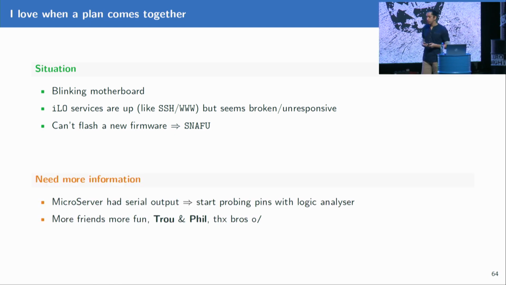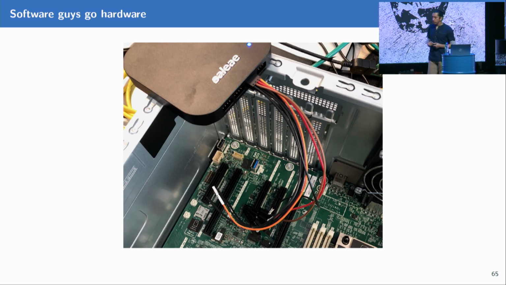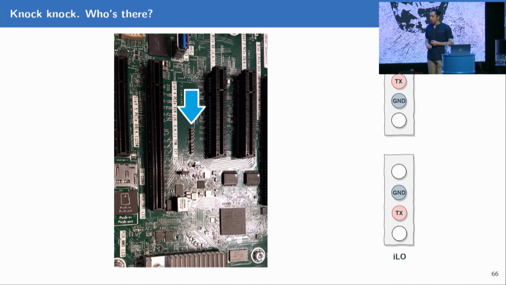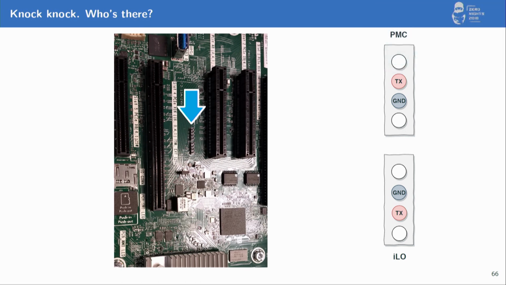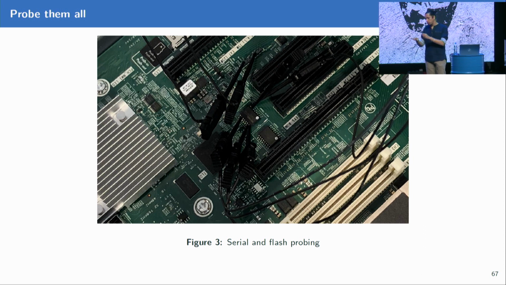We needed more information. When we were doing research on ILO4, we had some serial output from our microservers. So that's what we did. We started probing some pins on top of the ILO5 system to see if we could get the same serial outputs. So we got a logic analyzer and started probing on the motherboard. Hopefully for us, there are 2 slots of 4 pins which provide serial output. One of them seems to be for the power management controller, the other one for the ILO systems. So yeah, we started plugging into this serial output, and also plugging into the flash to write specific bits at some points.